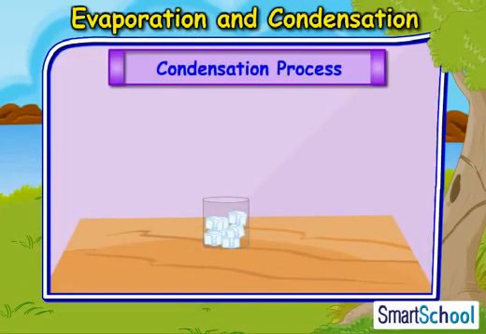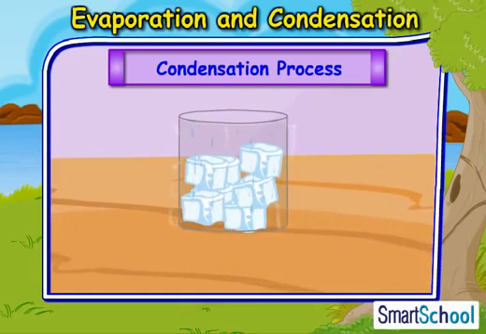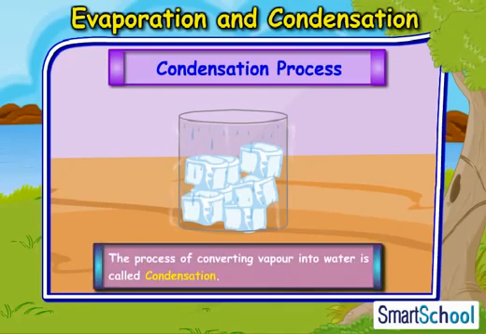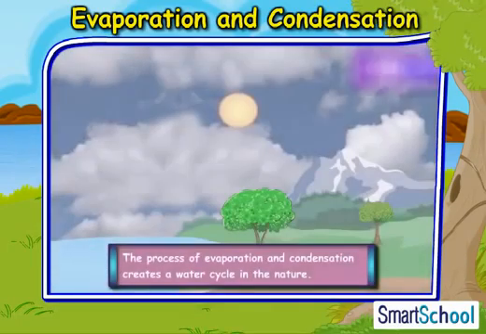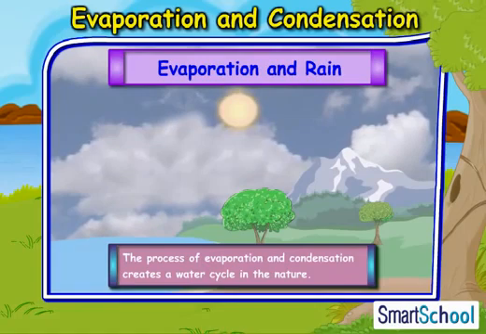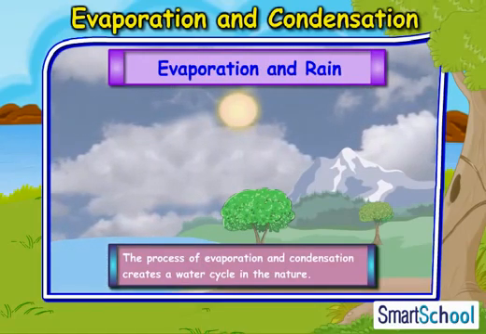Condensation process. When water vapor is converted into water, we call it the process of condensation. The process of conversion of water vapors into water is called condensation. Do you know? The process of evaporation and condensation creates a water cycle in Mother Nature.